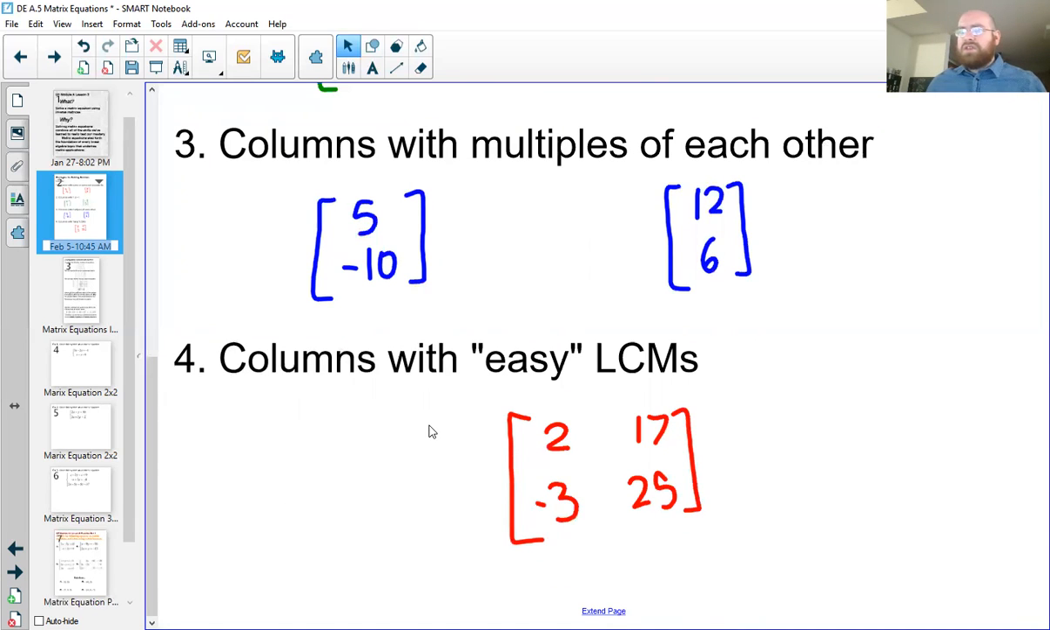Lastly, if none of those things are available, look for columns with, quote, easy least common multiples. For example, we could find the least common multiple for 2 and -3 and 17 and 25, but I can say immediately that the least common multiple of 2 and -3 is going to be 6, whereas I need to use a calculator to find the least common multiple of 17 and 25. So looking for those opportunities where we can simplify more directly will help us develop that intuition to efficiently and confidently solve our matrices.